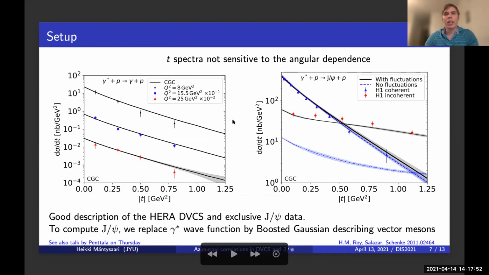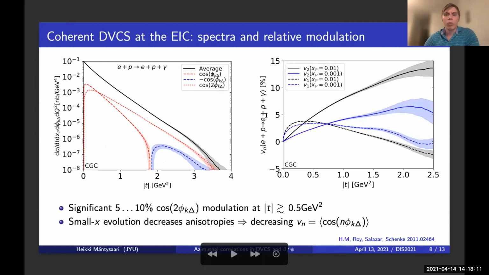Of course, we can check that our setup is compatible with HERA data. So here I'm showing on the left the DVCS data, now with no dependence on the azimuthal angles, just the t spectra, and on the right the J/psi spectra, and the agreement is quite good. Okay, so let's then go to our actual predictions for the EIC. The question is whether we can actually expect significant azimuthal modulation, something that could in principle be measured. That would be very interesting.